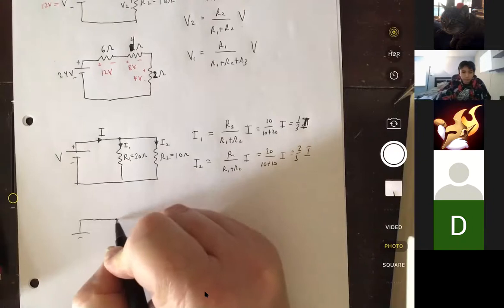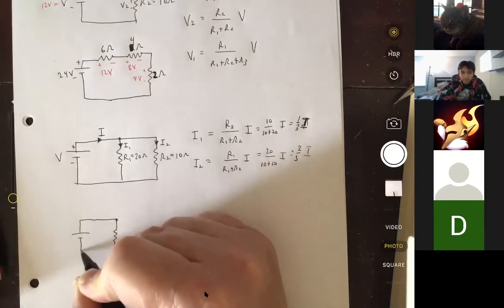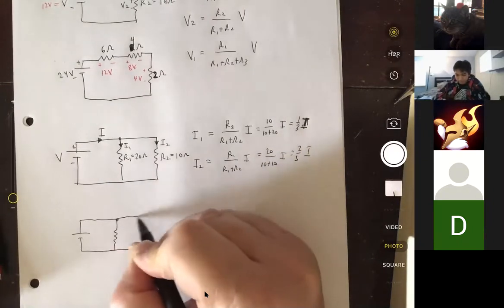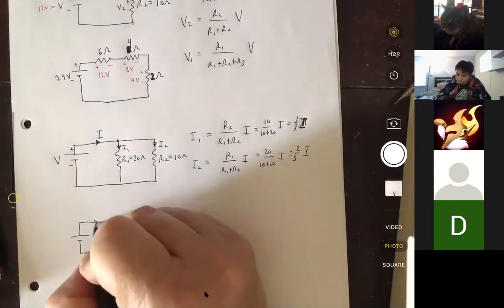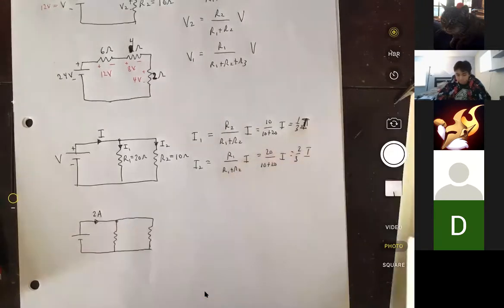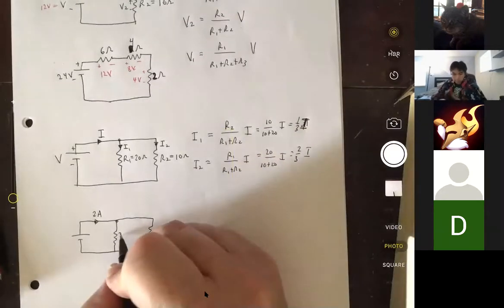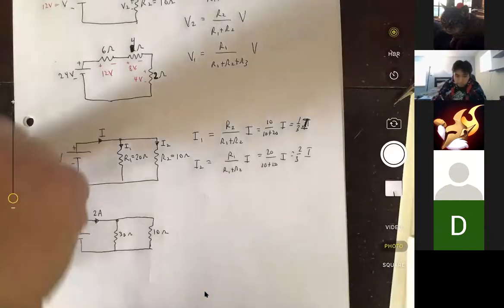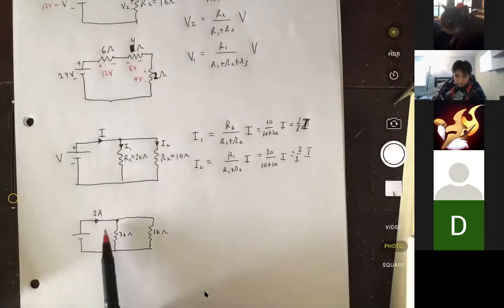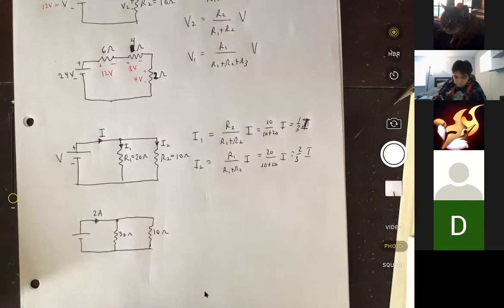Here, I'm just going to do a really simple problem. Let's say I told you that this was 2 amps, and I told you that this was 30 ohms, and this is 10 ohms. Could you pretty quickly get how that 2 amps is going to get split up between the 30 ohm and the 10 ohm?